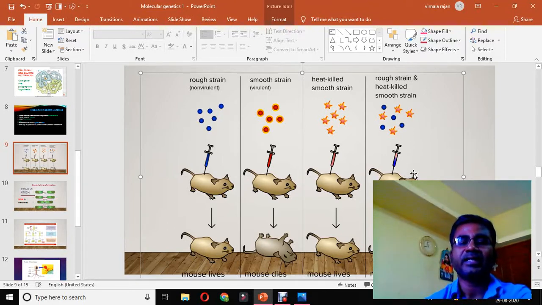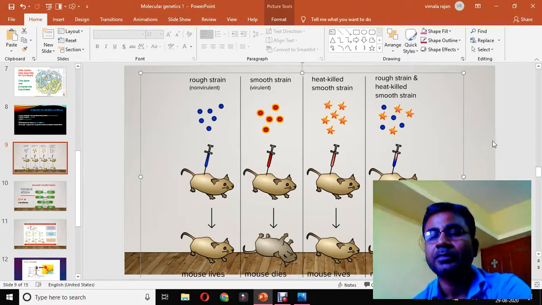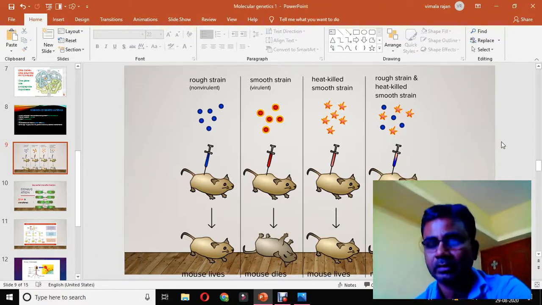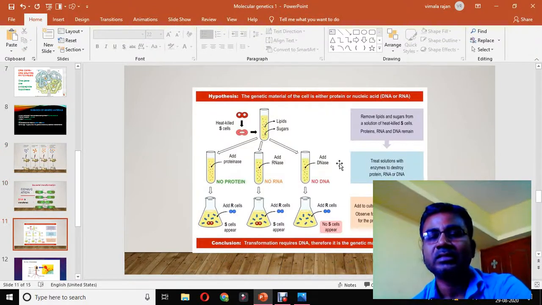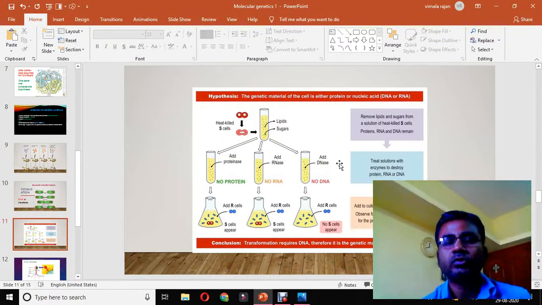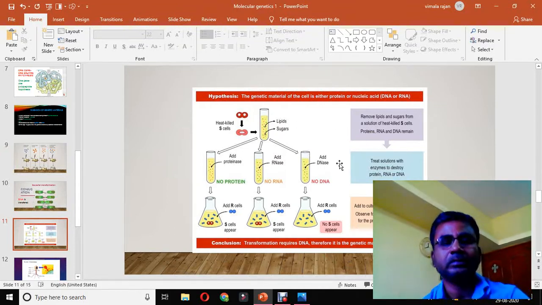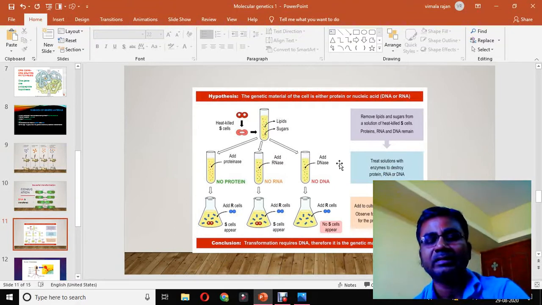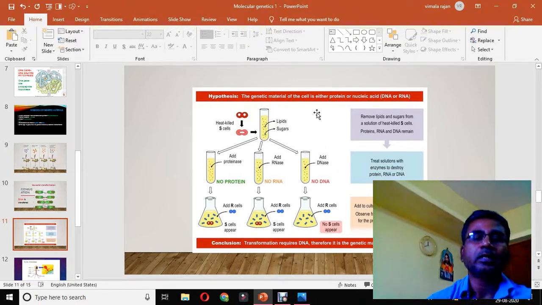So from this we can understand that only DNA is transferred from one bacteria to another during transformation. So this is another experiment to prove that DNA is the genetic material. Only DNA is the genetic material. During transformation, only DNA is transferred from one bacteria to another.